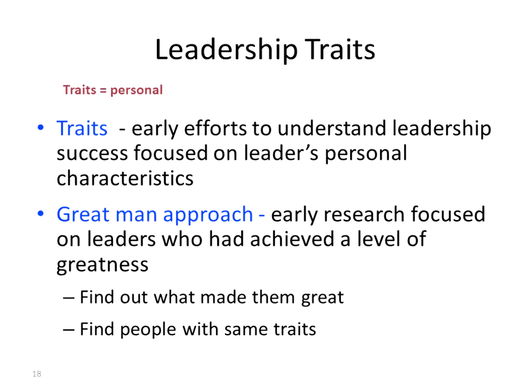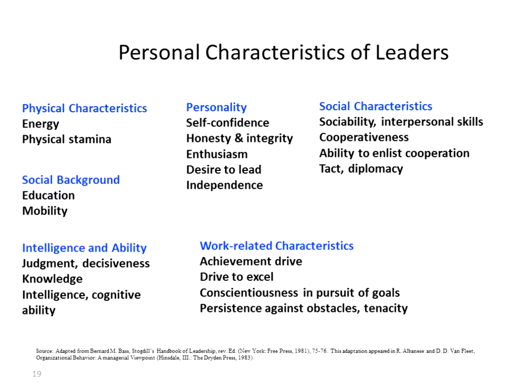And how can we find out what made them great and find people with the same traits or teach people those traits? And so that was a really big deal. And so when we got into traits, we dealt with things like energy and stamina, education and mobility, intelligence and ability, personality, achievement levels, need for achievement, drive to excel, conscientiousness in pursuit of goals, persistence when they ran into problems, and then their social characteristics as well.